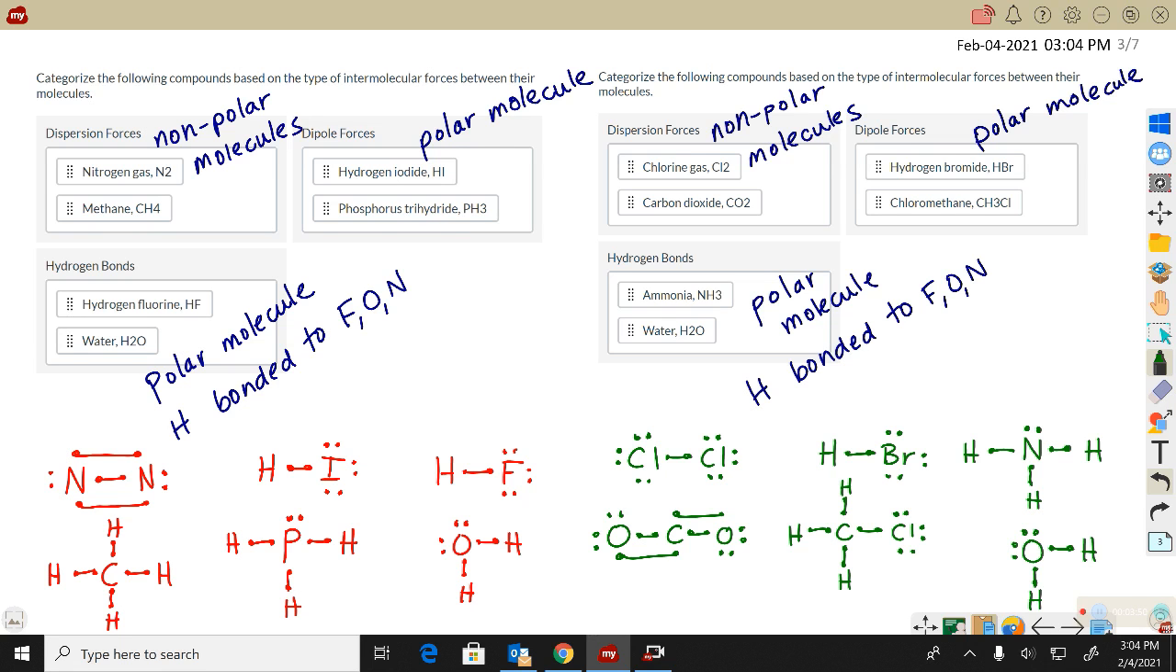The difference between a dipole force and a hydrogen bond is that hydrogen bonds are between molecules that have hydrogen directly bonded to FON. These are all going to be polar molecules with regions of charge, but because the FON have really extreme electronegativities and hydrogen only has 1 electron, those partial positive and partial negative regions are just a little bit more amped up in a hydrogen bond versus a dipole force, a little more extreme.